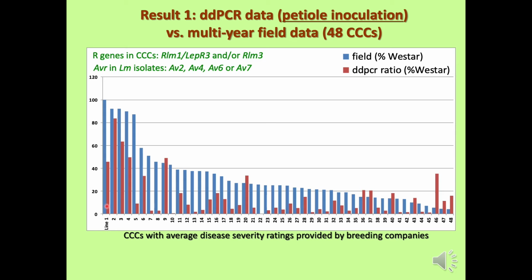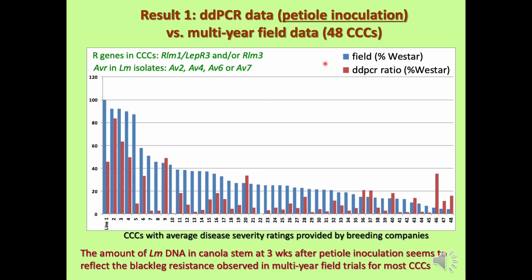The first part of the results shows the comparison of ddPCR data from PDO inoculation versus multi-year field results over 48 varieties. Both sets of data were expressed in percentage of Westar. That means the lower the bars, the stronger the resistance. When paired together, the two sets of data seem to match quite well for most of the varieties, although there are some exceptions.